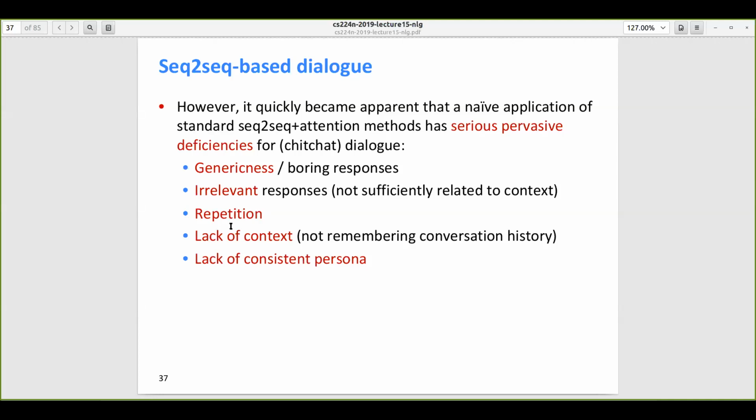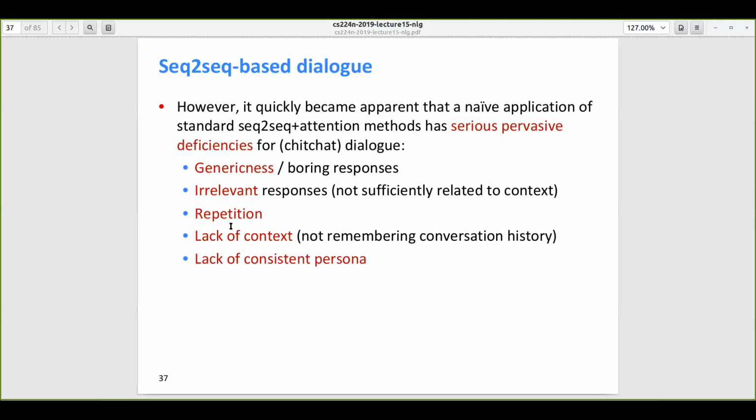When, let's say, you asked about weather, but it tells you about food, that's an irrelevant response. And then they could also get repetitive, like they could get into an endless loop of saying the same things again and again. And there's also lack of context. Let's say you asked your dialogue system something, and maybe 5 or 6 exchanges later, you ask something that is related to that, but it fails to answer it because it can only remember a few things from the history but not all of it. And lack of consistent persona.